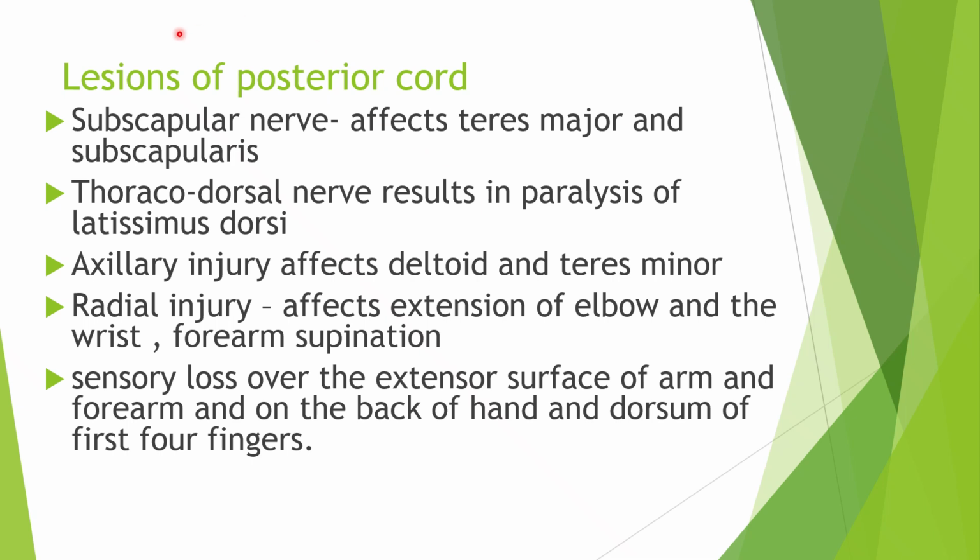Lesions of the posterior cord can cause damage to the subscapular nerve, thoracodorsal nerve, axillary nerve, radial nerve, etc. Paralysis or weakness of the subscapular nerve can affect teres major and subscapularis. Thoracodorsal nerve palsy results in defective latissimus dorsi. Axillary nerve injury affects the deltoid and the teres minor muscles. Radial nerve injury can affect extension of the elbow and the wrist. There can be sensory loss of the extensor surface of the arm, forearm, back of hand and dorsum of the fingers.